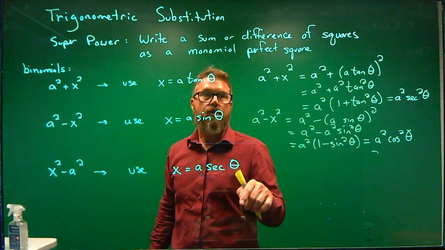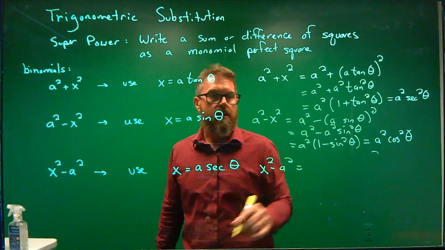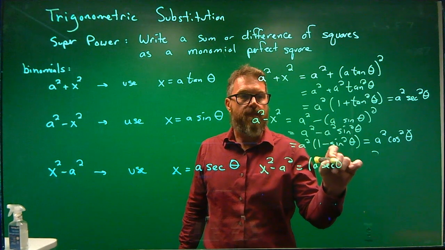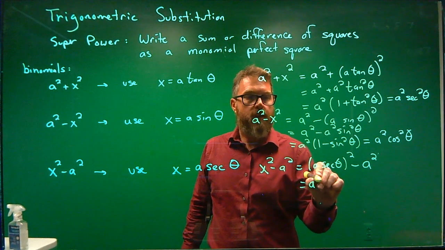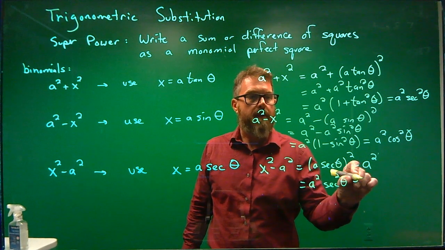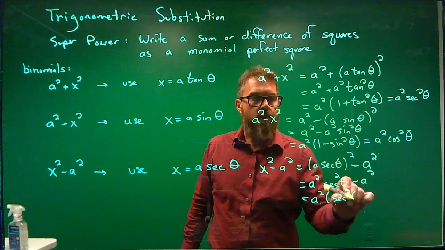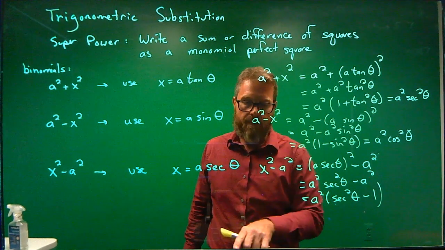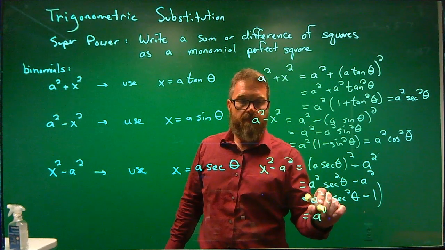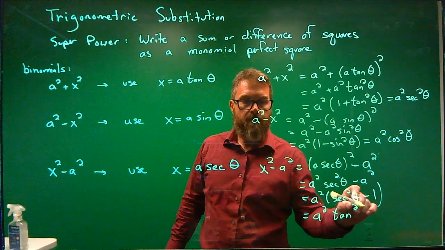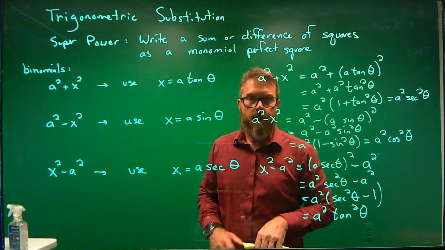So this is going to be equal to x squared minus a squared, where x is going to be this. This is a secant of theta all squared minus a squared, which is equal to a squared secant squared of theta minus a squared. Factoring out your a squared, you're going to have the secant squared of theta minus 1, which is going to be a squared tangent squared. So again, this binomial can be turned into a monomial perfect square.